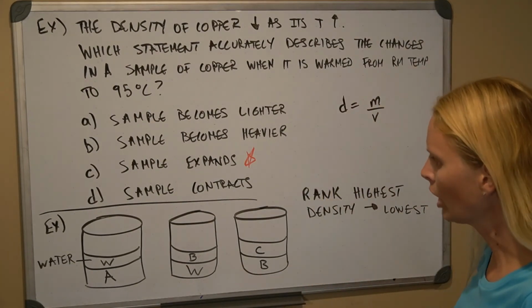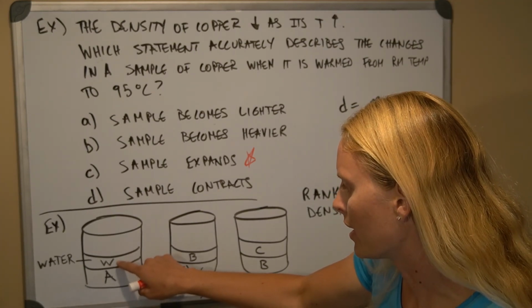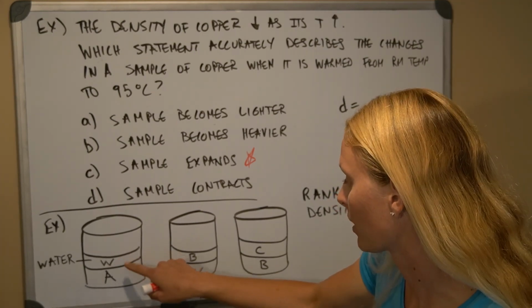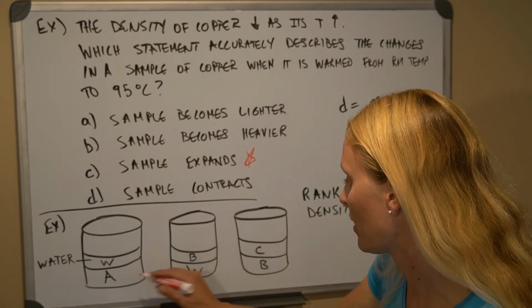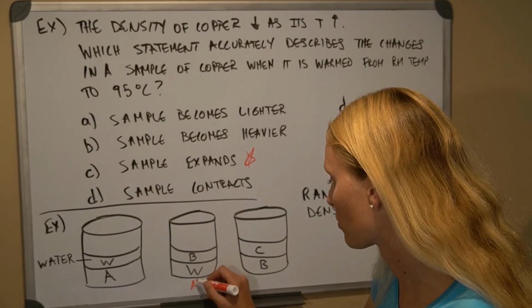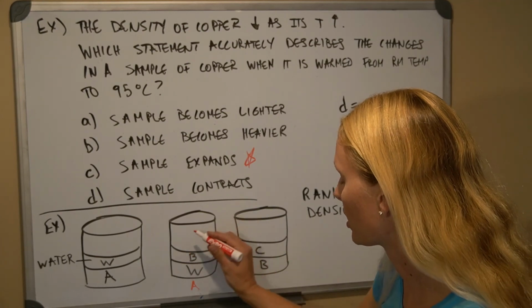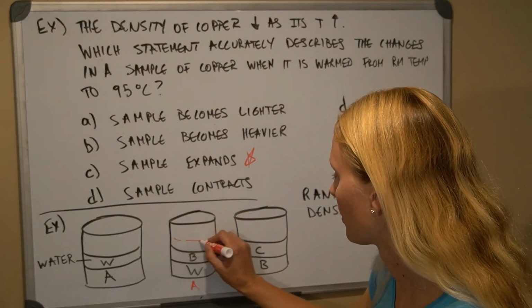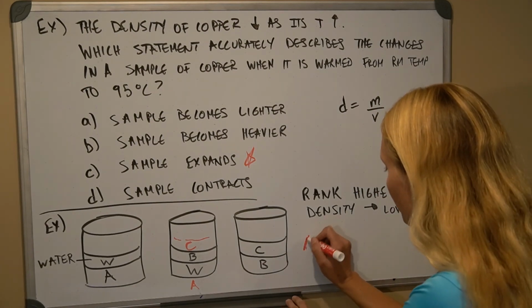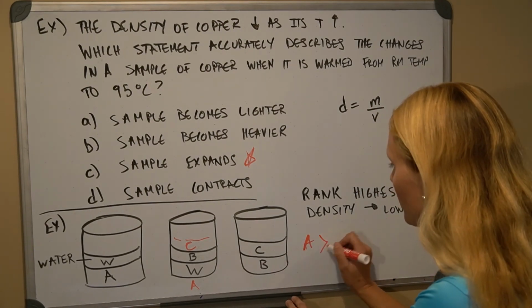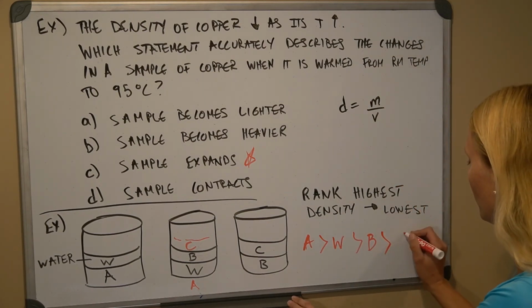Okay, all right, in this one, A is more dense than the water, but the water is more dense than the B substance. So really the A should go here, it's more dense than the water, and the B is more dense than the C. So we could put another here like that, and then we would have A is the most dense, and then water, and then B, and then C.